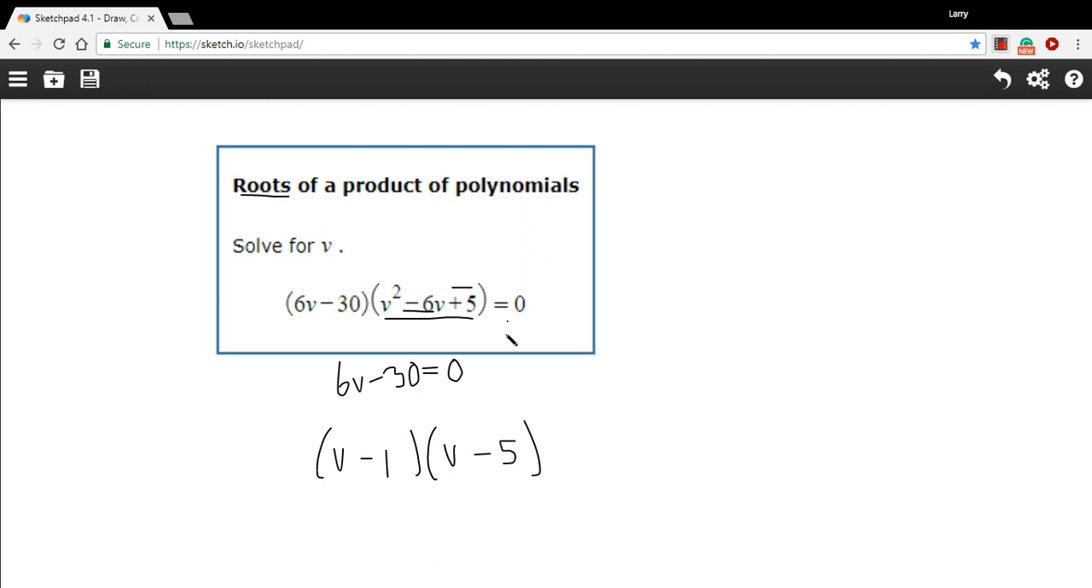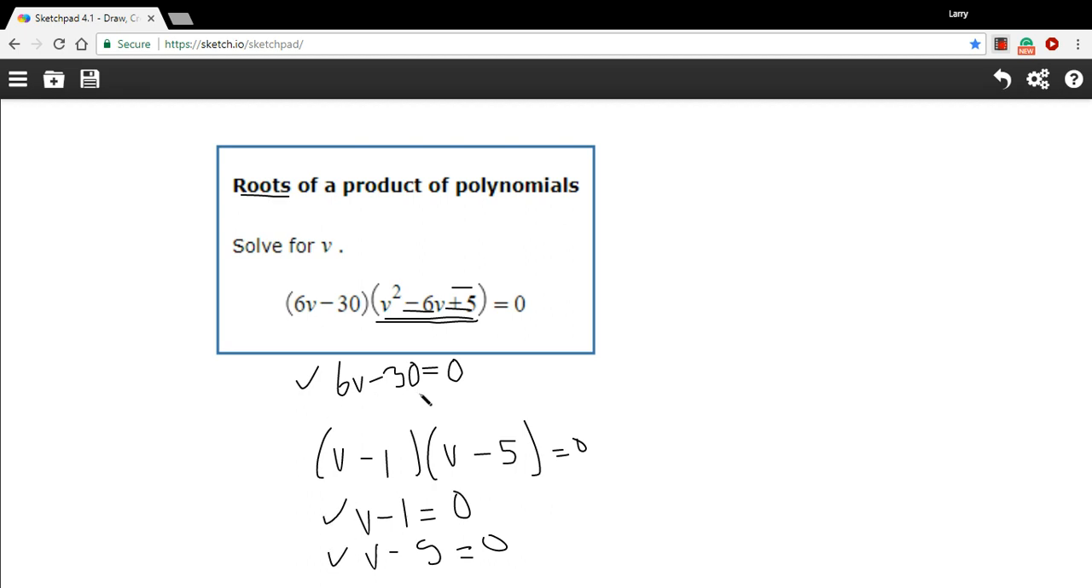Let's just double check. Negative 5 times negative 1 is positive 5, so that works there. Negative 1 plus negative 5 is negative 6, so that works there. If you were to FOIL this out now, you would get this quadratic piece right here. Now what we do with these two factors is we set both of those equal to 0. So we get v minus 1 equals 0, and we get v minus 5 equals 0. Then these three pieces we want to solve for v.